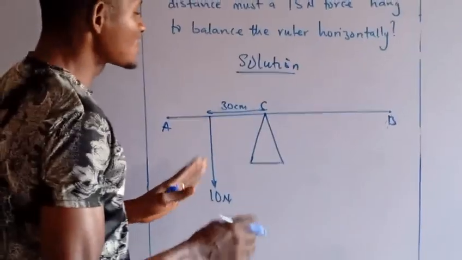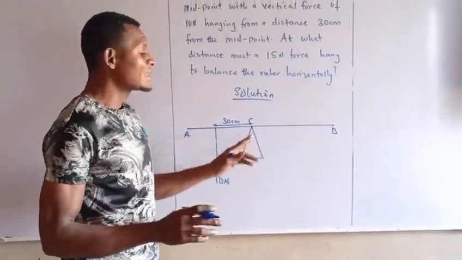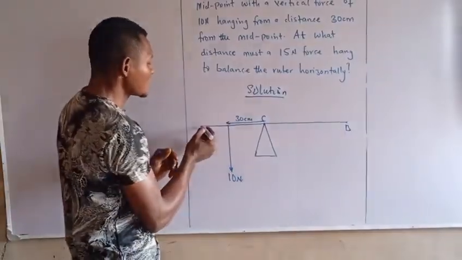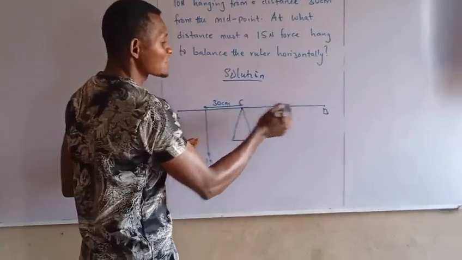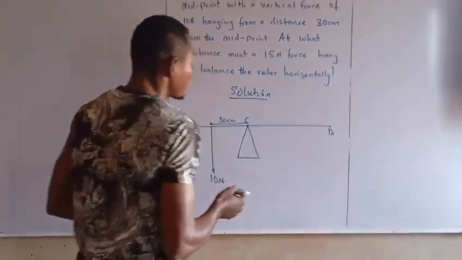Understand that the total length of a meter rule is 100 cm. So if it's at the midpoint, it means from here to here is 50 cm, and from here to this point B is also 50 cm. You share it into two equal parts.